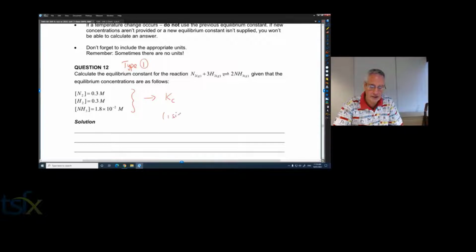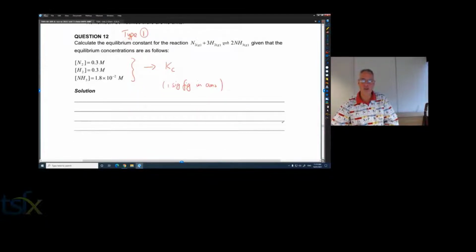I have 1 sig fig in the answer because your least accurate data has 1 sig fig, 1 sig fig, 1 sig fig, 2 sig figs. Final answer, 1 sig fig. And check your unit.